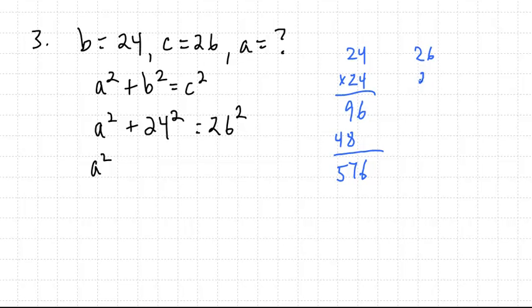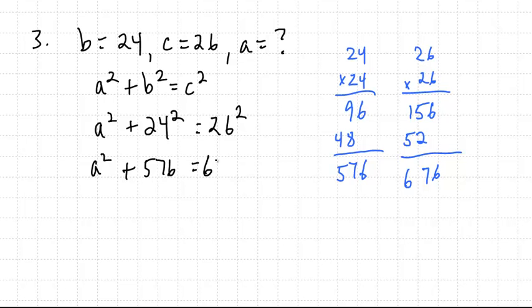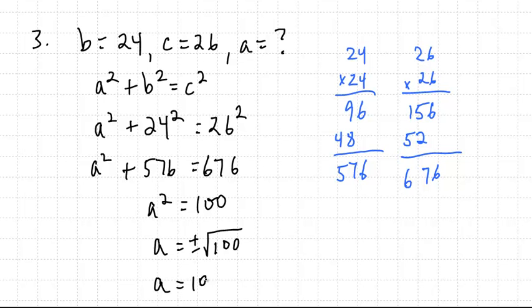I also need to do 26 times 26. 6 times 6 is 36, 6 carry the 3, 6 times 2, 12, 156, I believe. 2 times 6 is 12, carry the 1, 5. So this comes out to be 676. Okay, so that works out pretty well. Plus 576 equals 676. So A squared is just 100. A is positive or negative square root of 100. 100 is a perfect square, so A is just 10, ignoring the negative answer.